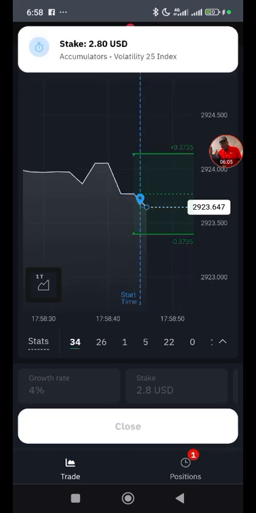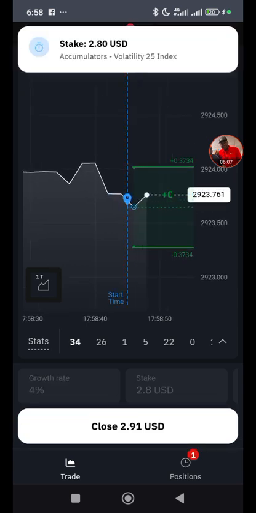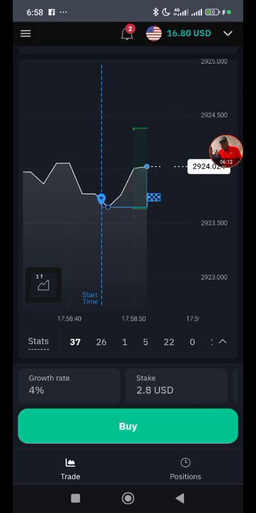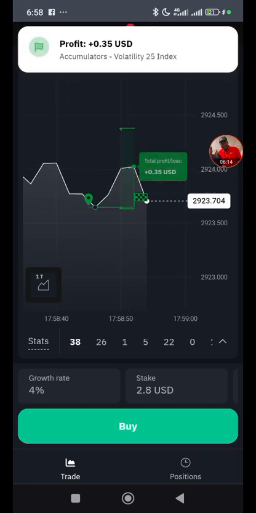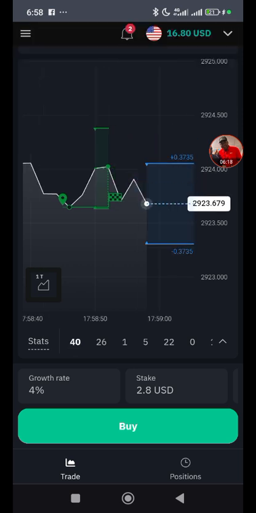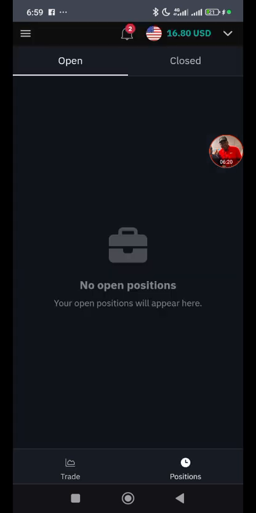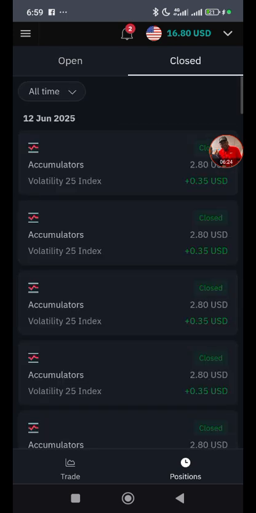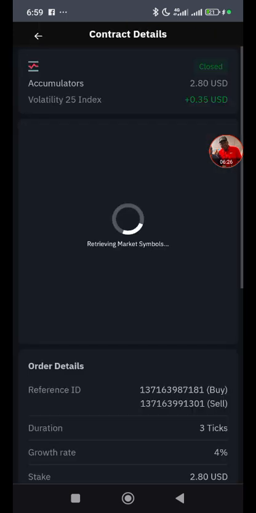I just click on an entry. You can see movement 1, movement 2. I'm only trading for 3 ticks. That 3 tick is like 12%.